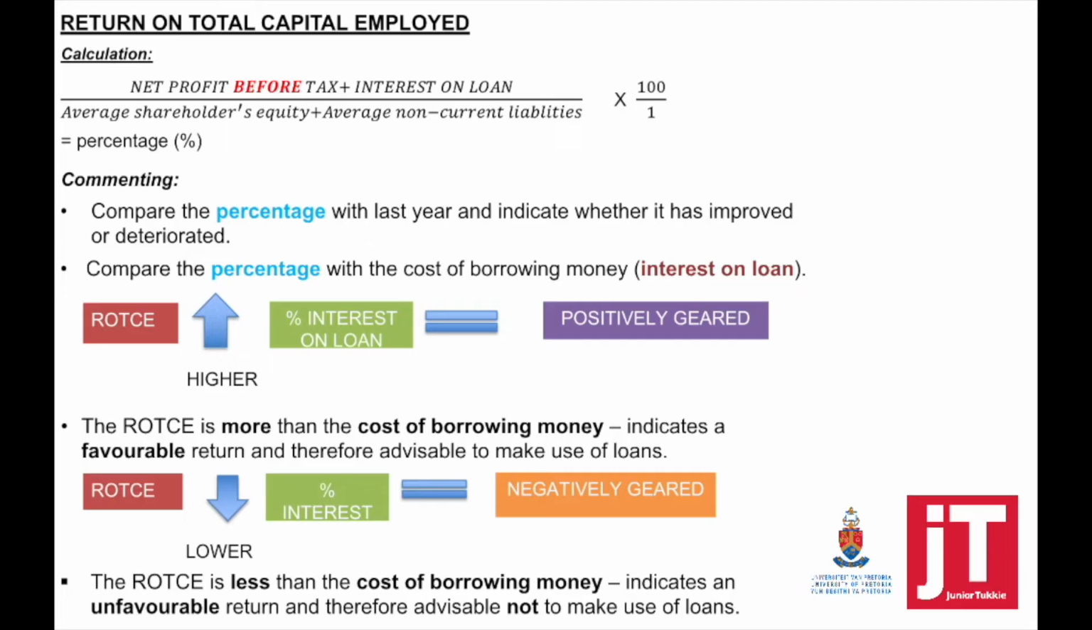Do not confuse the return on total capital employed with the return on shareholders' equity. Return on shareholders' equity is compared to the interest on fixed deposit. Return on total capital employed is the percentage interest on loan. So if we compare the interest on loan to the return on total capital employed, and our return on total capital employed is higher than the interest on loan, this means that we are positively geared. But as soon as the return on total capital employed is lower than the percentage interest on loan, this means that we are negatively geared. This is very important to remember.